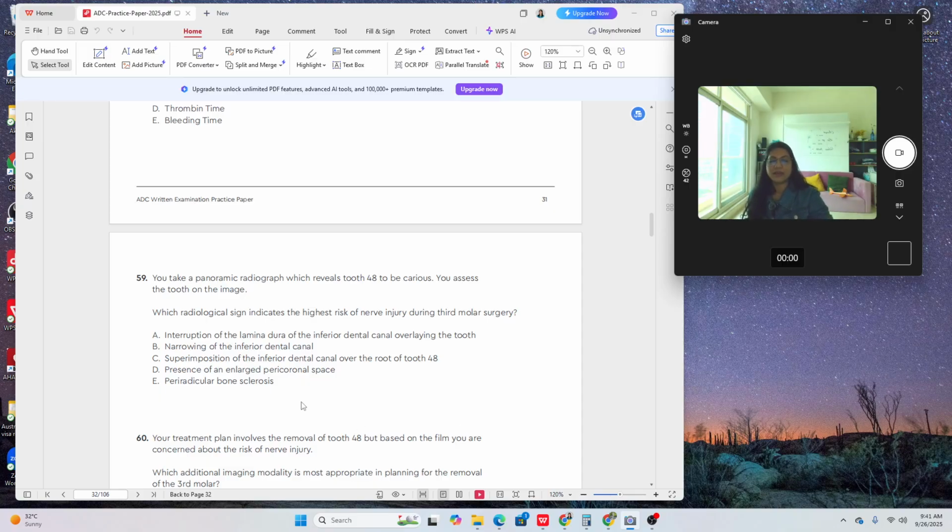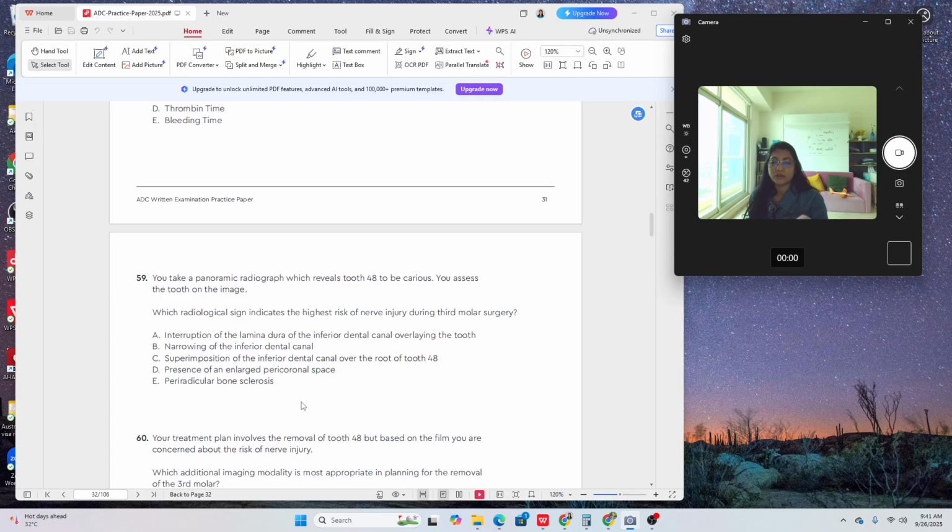So straight away, just remember this sentence, write it down in your book. Whenever you see interruption of lamina dura, narrowing of the inferior dental canal, that is the straight answer. You don't even have to look at any other options. But let's look at the other options.